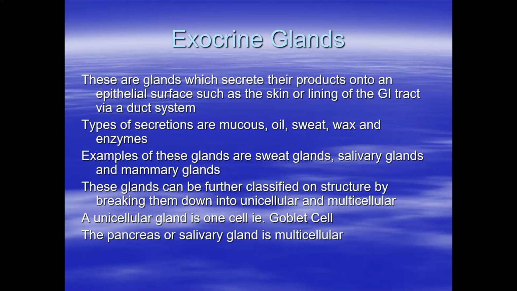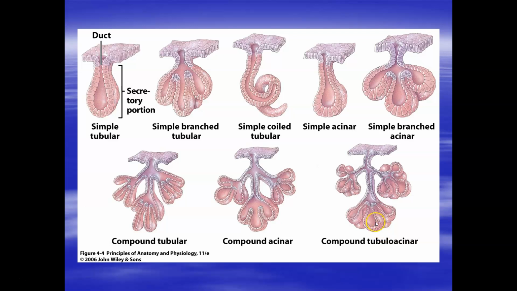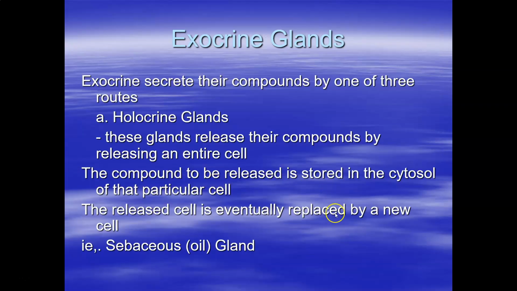These glands can be further classified on structure by breaking them down into unicellular or multicellular. A unicellular gland we've already talked about, that's one cell, is the goblet cell, which of course creates and secretes mucus onto the apical surface of epithelial tissue. And the cells within the pancreas or the salivary gland are multicellular in nature. Again, gland, duct, and then secretes onto the apical surface.